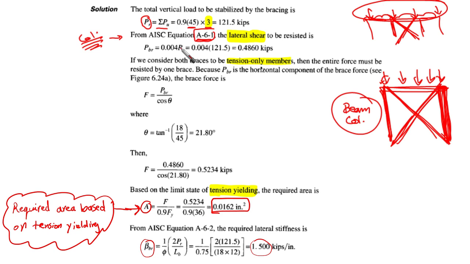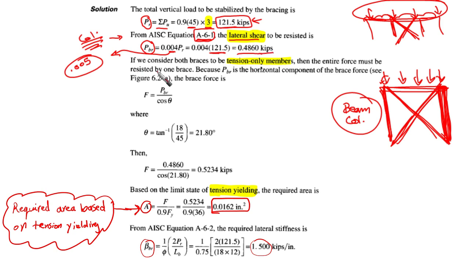In this case, we are going to find that PBR, which is the lateral shear strength to be resisted, is going to be 0.004 PR. As I said before, in the 2016 edition of AISC, it is supposed to reach 0.005, so do not be confused if you find 0.005 in the code. And 121.5 is the total gravity load, or the total vertical load, that is being stabilized. So we have 0.486 kips.